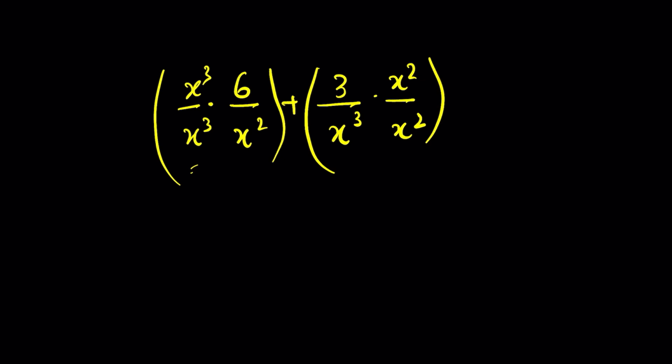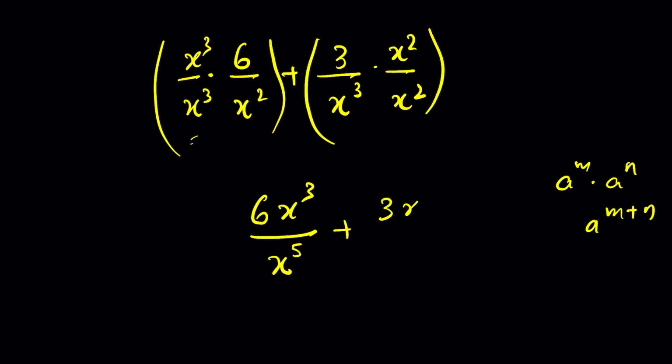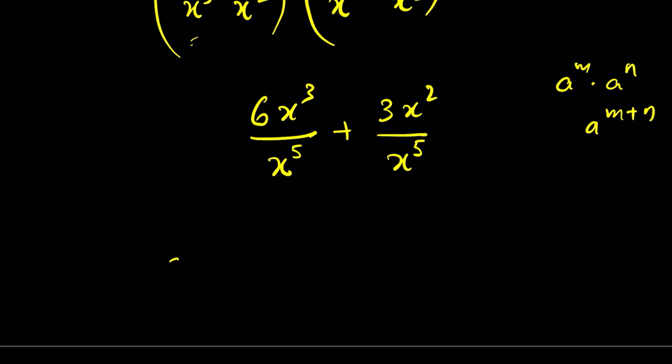So this is 6x³ upon x to the power, when a^m times a^n, it is equal to a^(m+n). So this will be x⁵ + 3x²/x⁵. So we can write x⁵ in the denominator, 6x³ + 3x². So this is how you can find a common denominator in algebraic fractions.